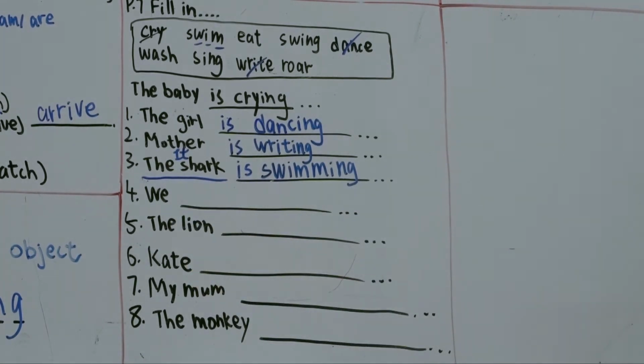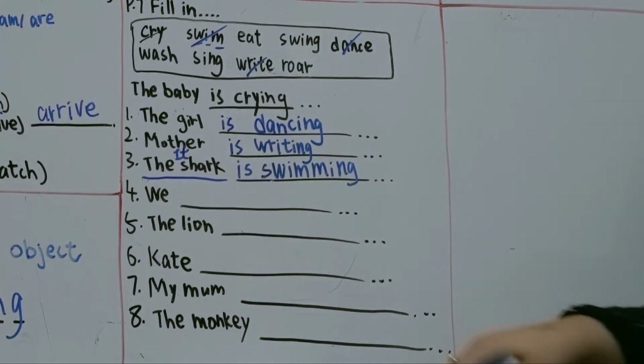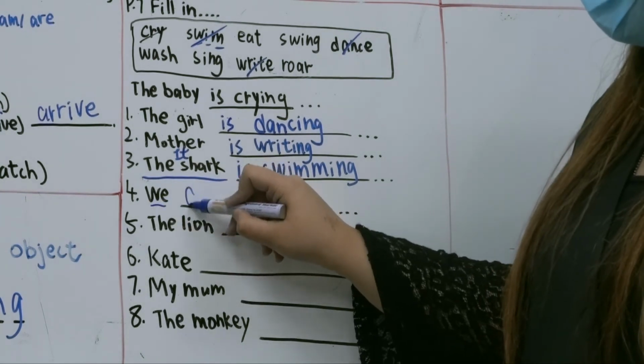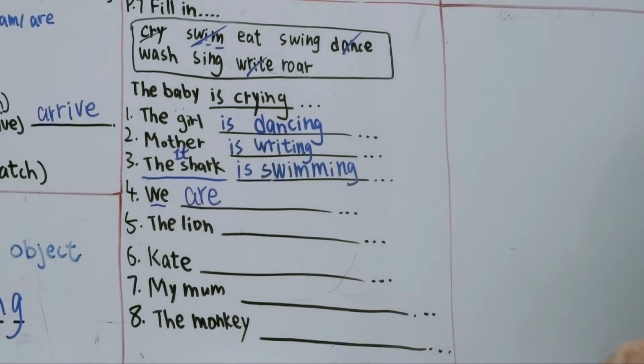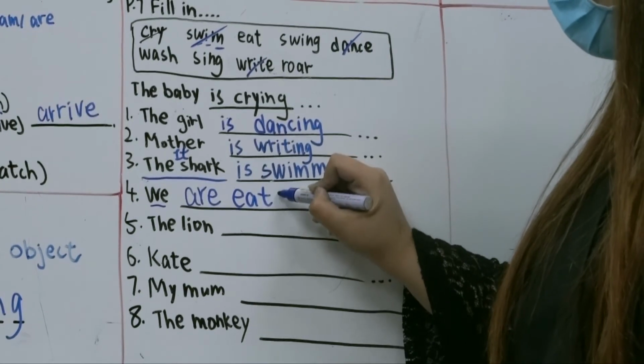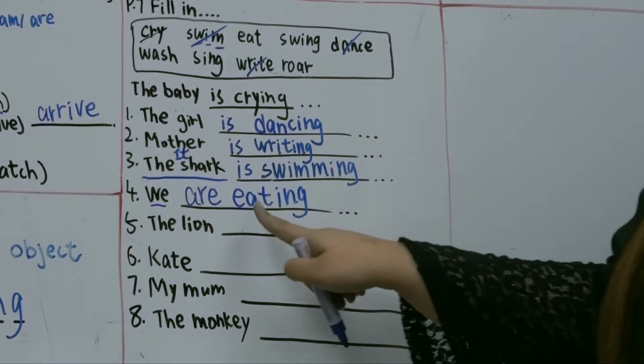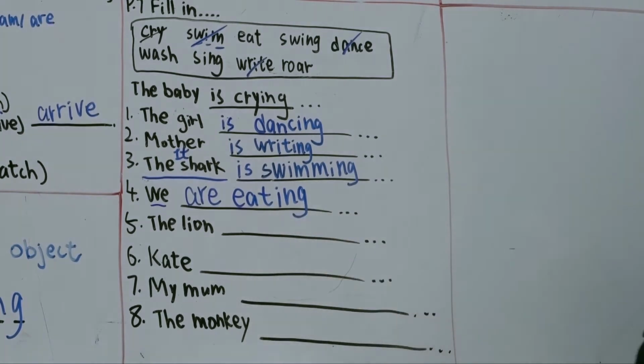Okay, 4. We space our dinner now. The subject we is followed by are. What can you do with dinner? You can't swing your dinner, right? You can eat your dinner, so eat becomes eating. Pay attention. Do we have to double T here? No. All right, long vowel sound. Good job.